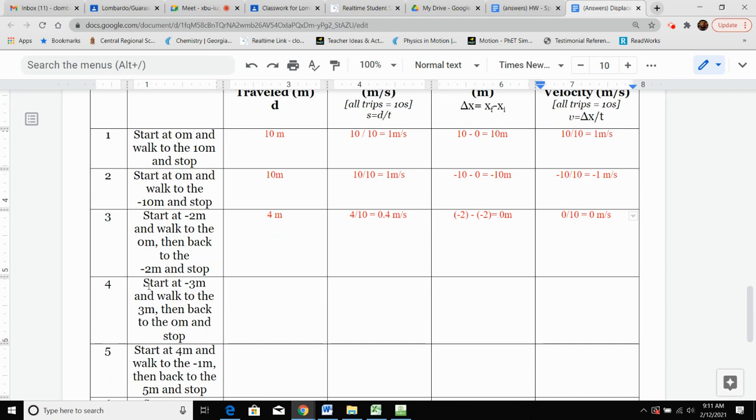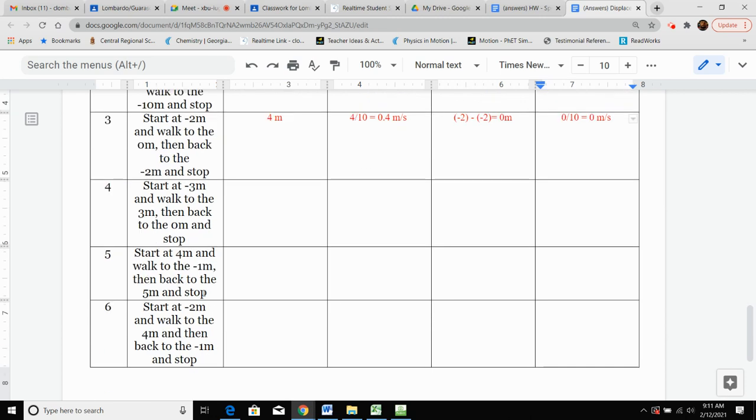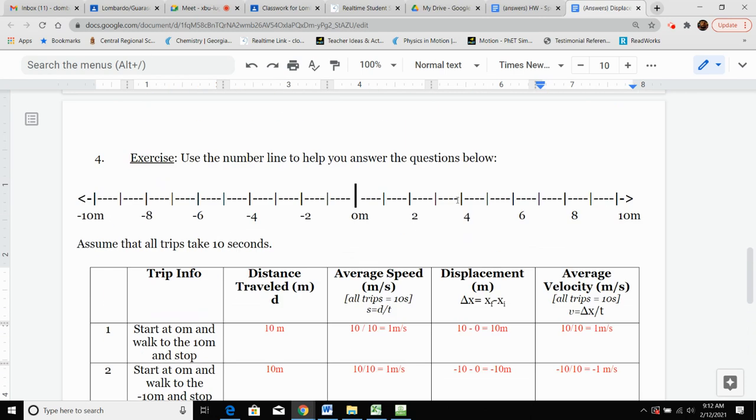Okay, for 4, you started at negative 3. Let's take a look actually first though at number 5. You guys should do 4 on your own and 6 on your own, but let's look at 5. So we start at 4 meters and walk to negative 1 meters, then back to 5 meters and stop. So we're here at 4. We go to negative 1. From 4, this will be 1, 2, 3, 4, 5. And then we come back: 6, 7, 8, 9, 10, 11, because they told us to stop at 5.